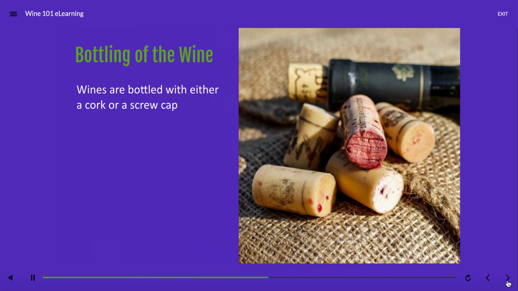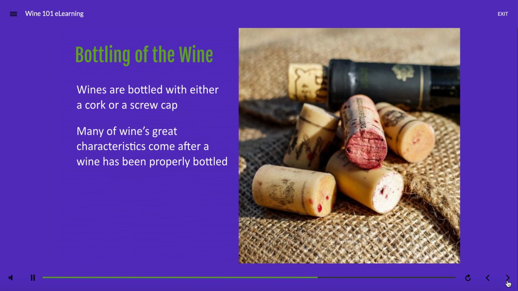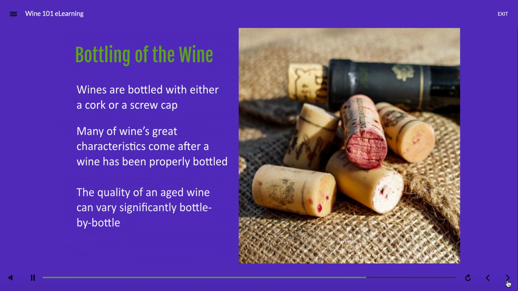Wines are bottled with either a cork or a screw cap, depending on the winemaker's preference. Many of wine's great characteristics come after a wine has been properly bottled. The quality of an aged wine can vary significantly bottle by bottle, depending on the conditions under which it was stored and the condition of the bottle and cork.